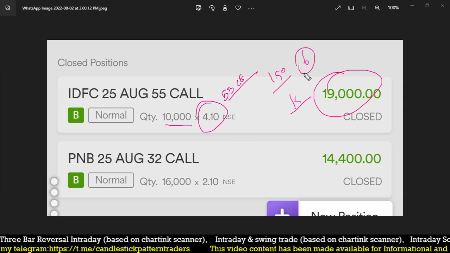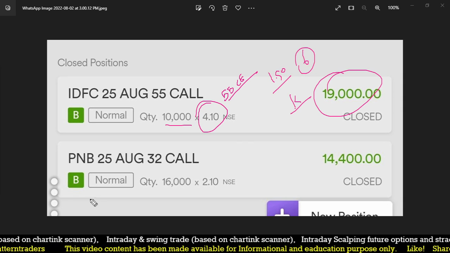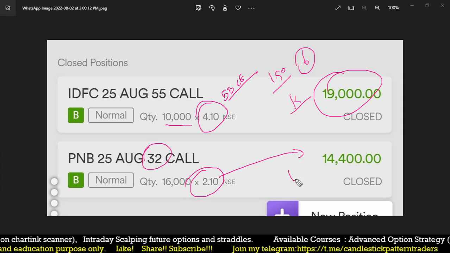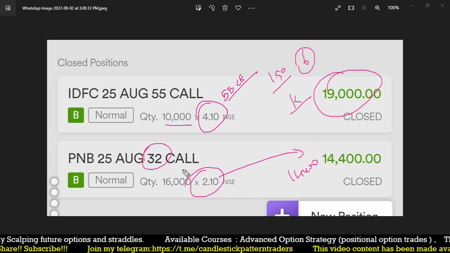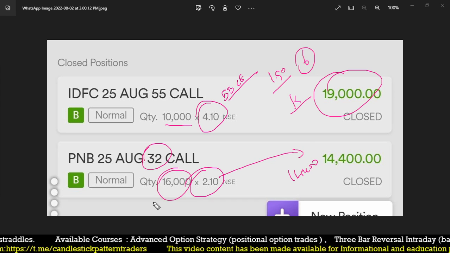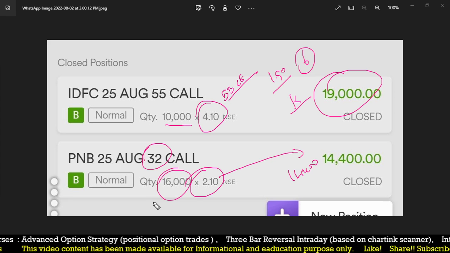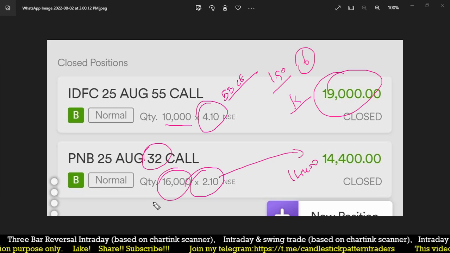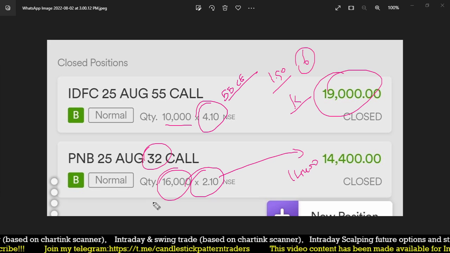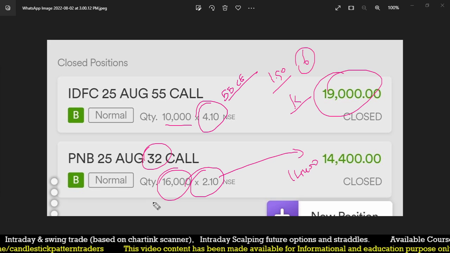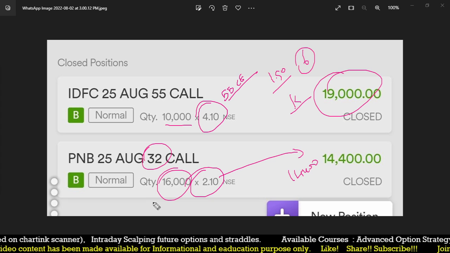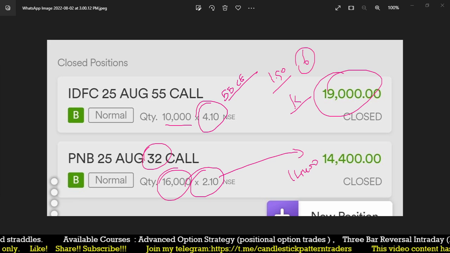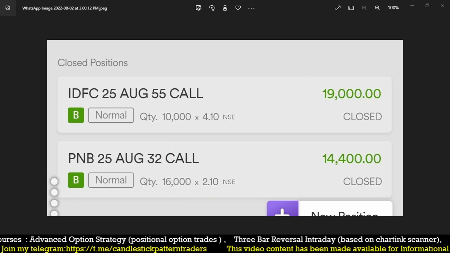Similarly, on Punjab National Bank we took the PNB 32 call option around 2.1 and booked a profit of 14,400. The lot size of this stock is around 16,000. Even with the high lot size, we follow a high risk, high reward concept. This strategy is entirely high risk, high reward, and it gives you such great positions. We also took some positions today and are holding them right now. These are the trades where we booked profits based on the advanced option strategy.